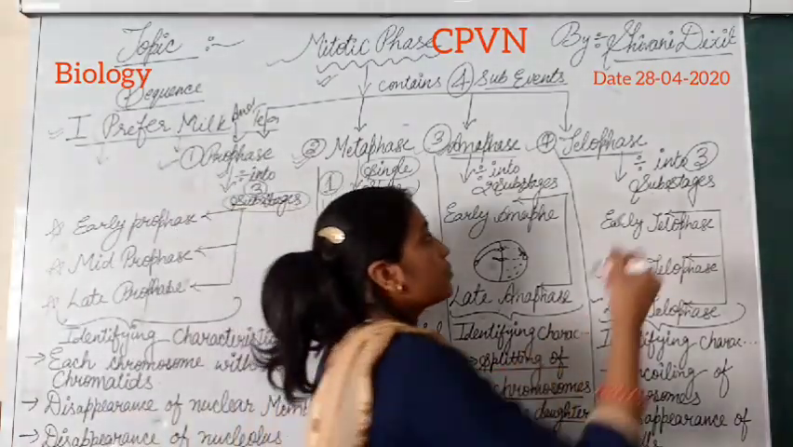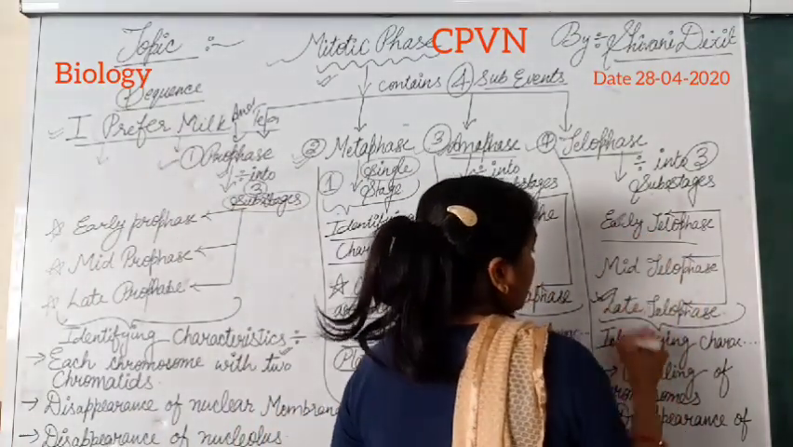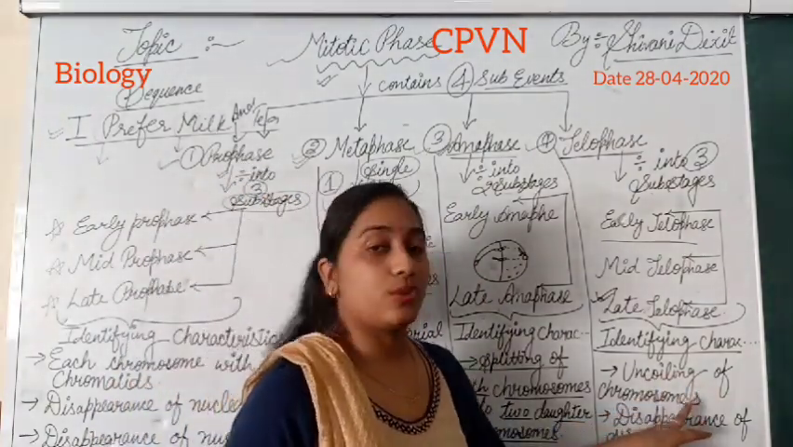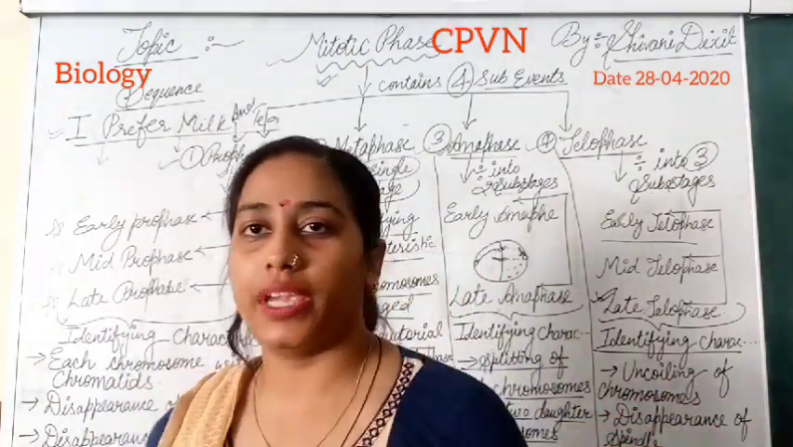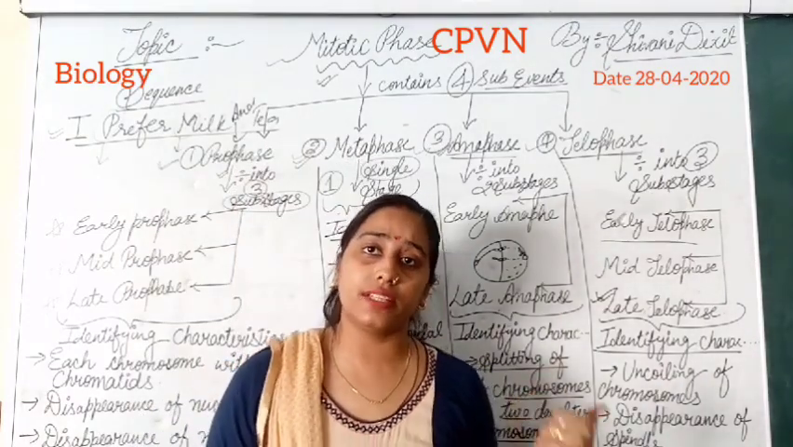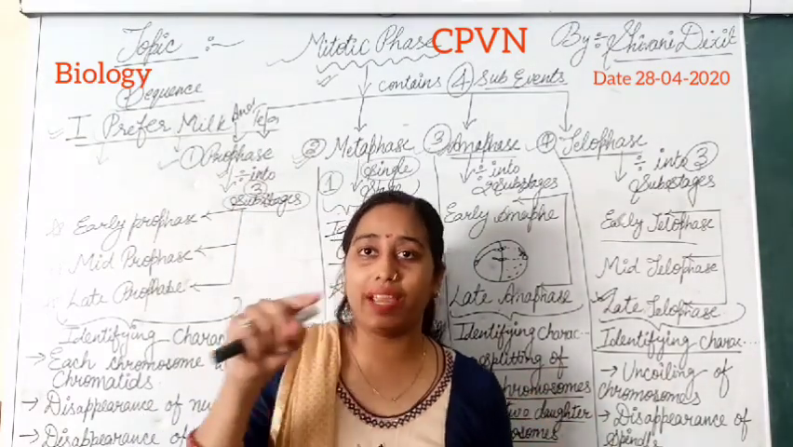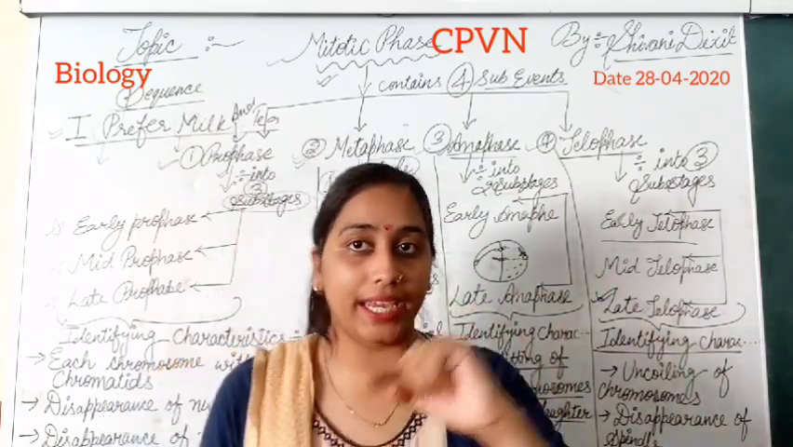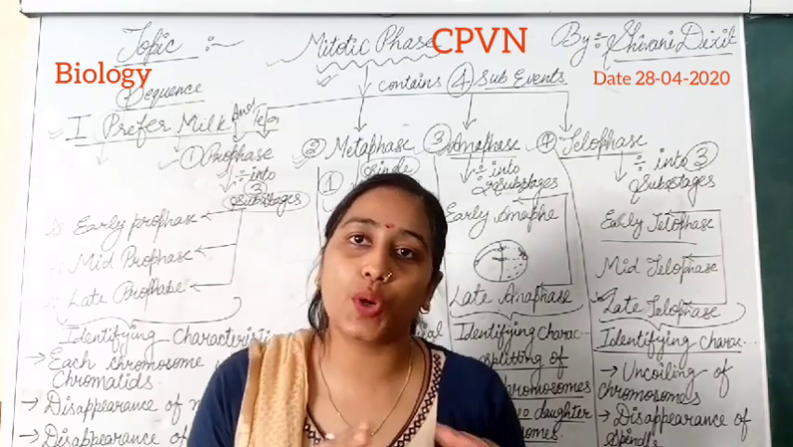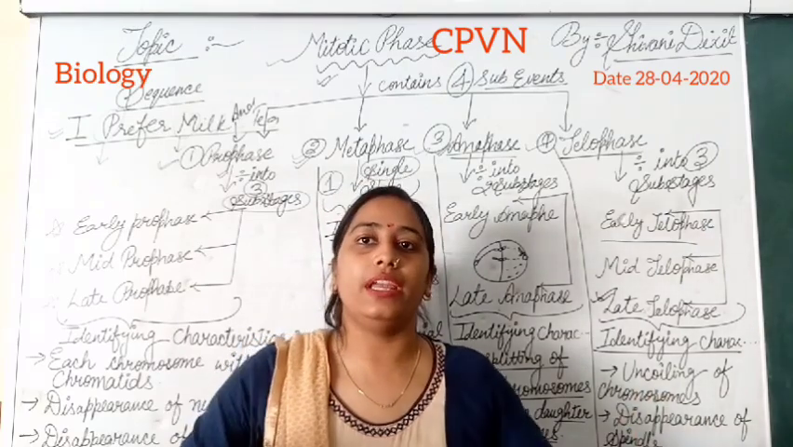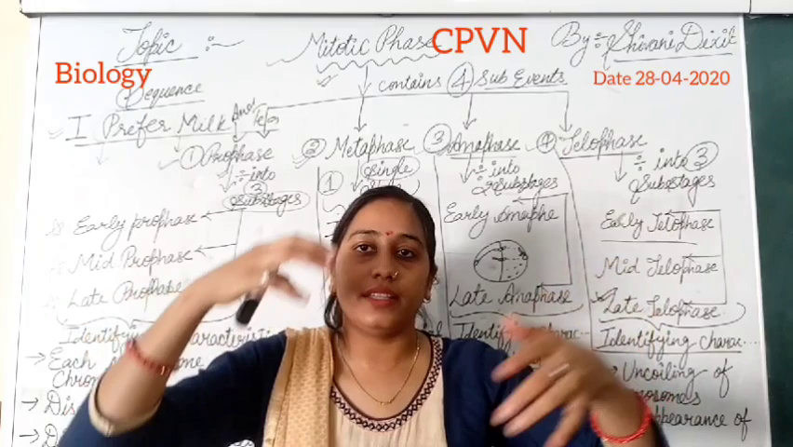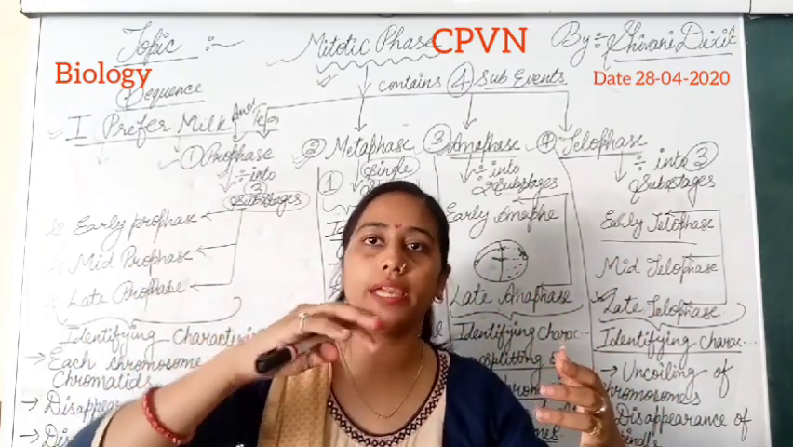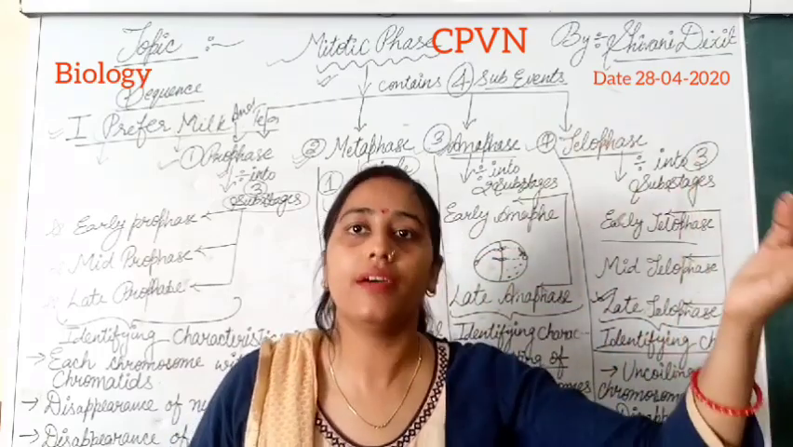Then let's move towards the characteristics of the telophase. Uncoiling of chromosomes. Here I would like to make it clear that in the first stage, chromatin reticulum condensed to form chromosomes, and in the telophase these chromosomes start uncoiling, and after the uncoiling they again change into chromatin reticulum, means the thread-like structure is formed again.